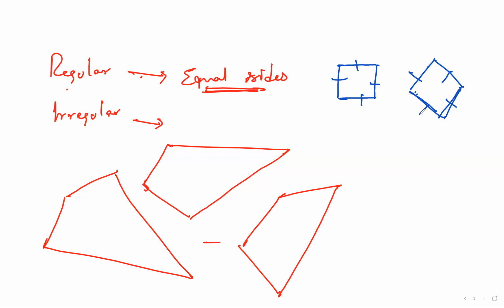Not only for quadrilaterals; suppose any six-sided figure or eight-sided figure, if all sides are equal, then it is called a regular octagon. Understood? So it is not only for quadrilaterals, it is for everything. Is it right?